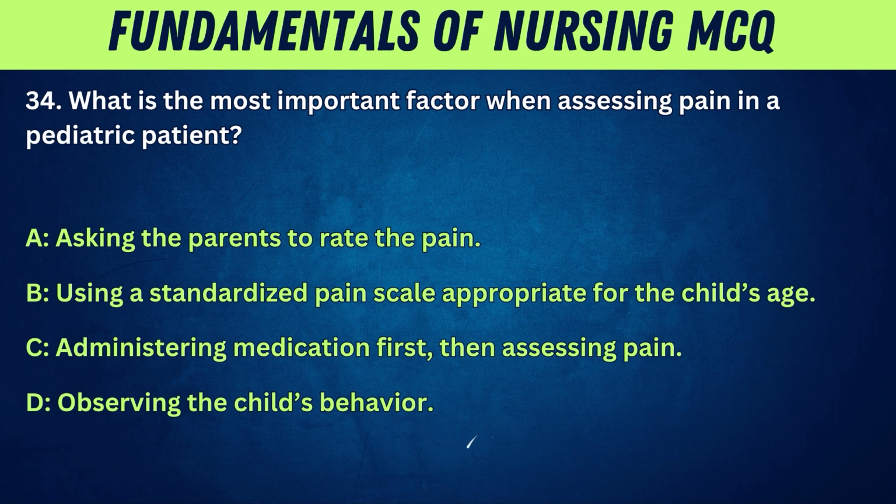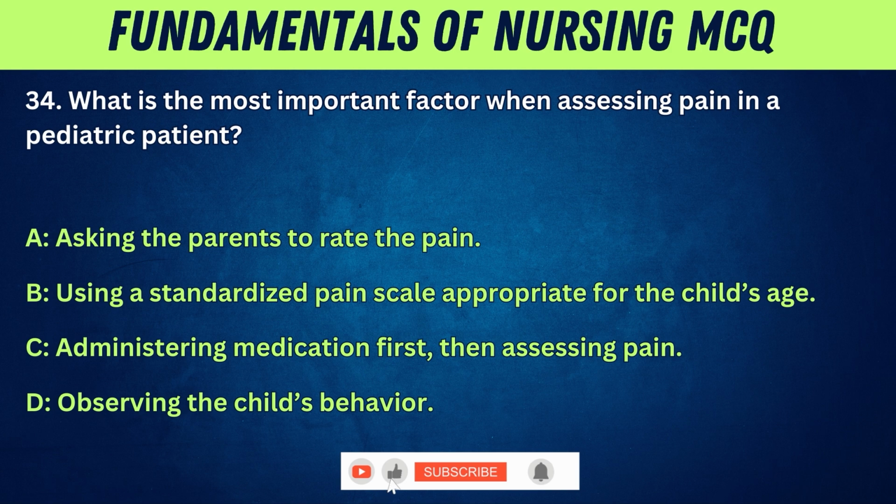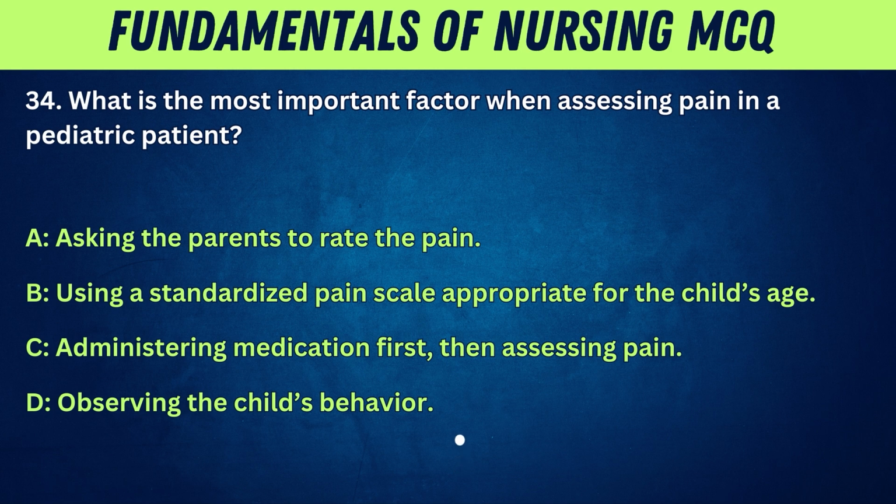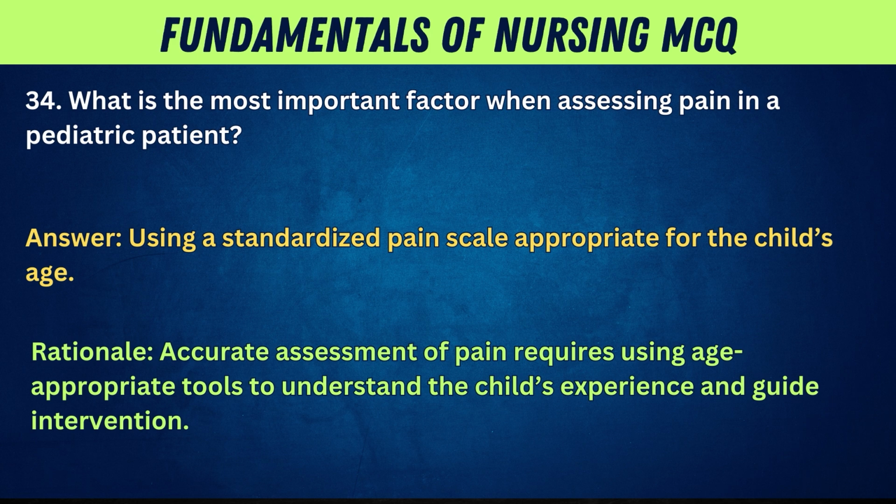34. What is the most important factor when assessing pain in a pediatric patient? A. Asking the parents to rate the pain. B. Using a standardized pain scale appropriate for the child's age. C. Administering medication first, then assessing pain. D. Observing the child's behavior. Answer: using a standardized pain scale appropriate for the child's age. Rationale: accurate assessment of pain requires using age-appropriate tools to understand the child's experience and guide intervention.